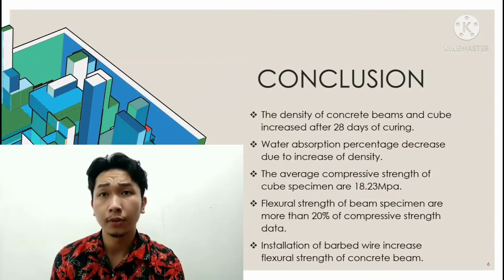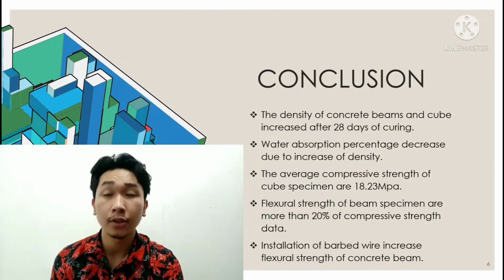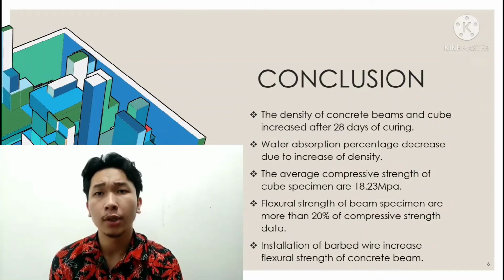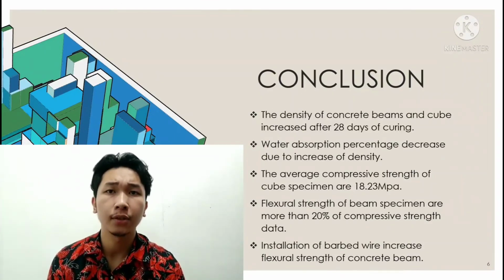In conclusion, according to the data obtained from all the tests conducted on beam and cube specimens after 28 days undergoing the curing process, we can conclude that the density of the beam specimens is increasing. This is due to the additional weight of water absorbed by the beam. Beam specimens with 0 barbed wire are denser than those with 6 barbed wire.